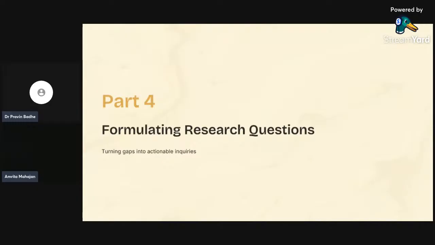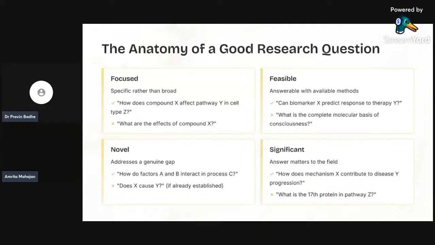The next part, part four, is formulating research questions. How are you going to do that? The anatomy of a good research question starts with being focused. Focus means it is narrow and specific, not too broad. For example: how does compound X affect pathway Y in cell type Z? This should be your prompt, not 'what are the effects of compound X'. Just make it specific.